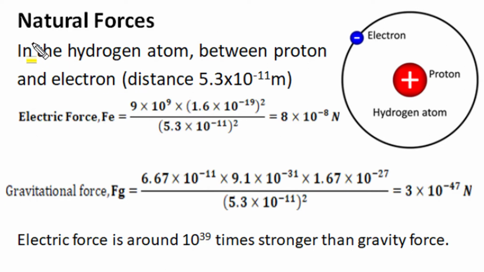One such example is the hydrogen atom, where the proton has positive charge, the electron has negative charge, and both have different amounts of mass, and the two have a small separation of 0.53 angstrom or 5.3 into 10 to the power minus 11 meter.